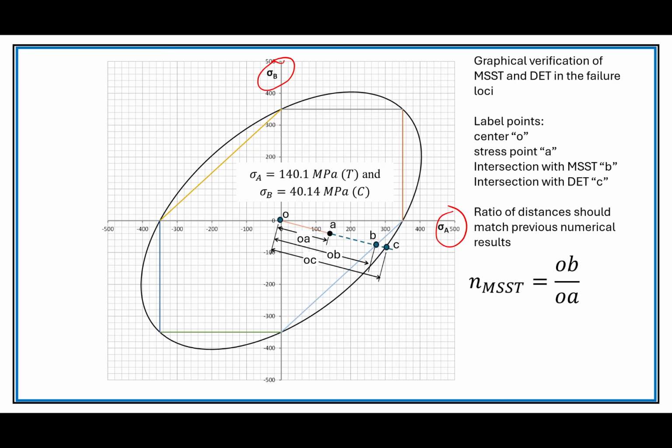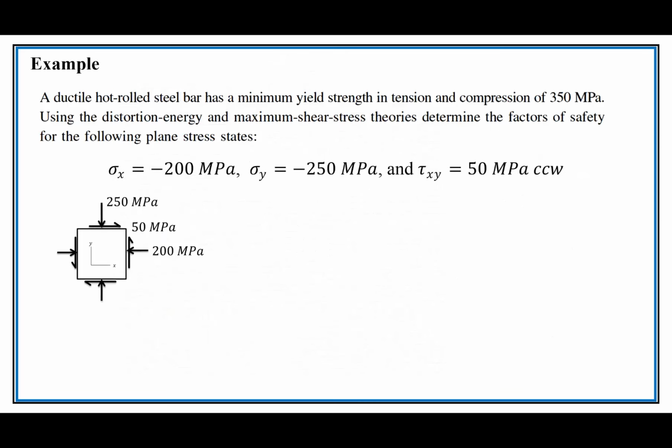And so the ratio of OB to OA is the maximum shear stress theory. That is how much further we are from yielding. So that's what we're measuring. And then for distortion energy theory, it's going to be OC divided by OA.